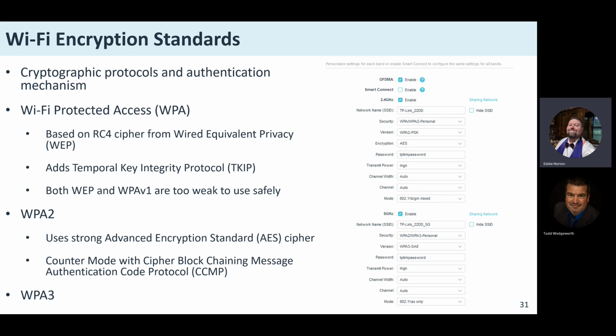TKIP is around because of compatibility. If you have some old device that you need to put on your network, you may have to turn TKIP on, but it's not secure. So if you have to do it, the answer is really put it in a VLAN on its own and give it really restricted access, because you don't want to use it. WPA3 is not supported by everything, but if it's supported, it is more secure.